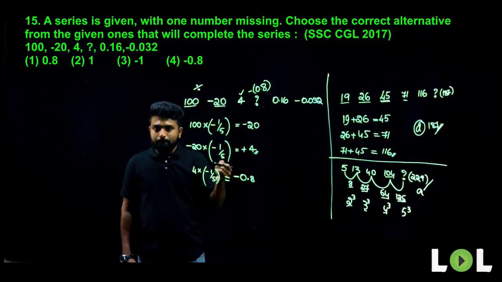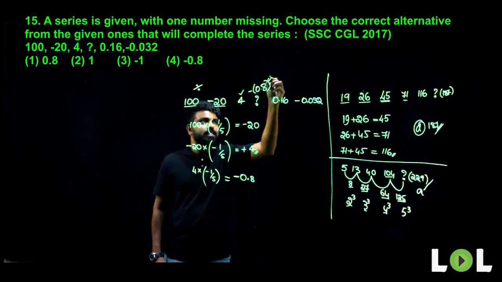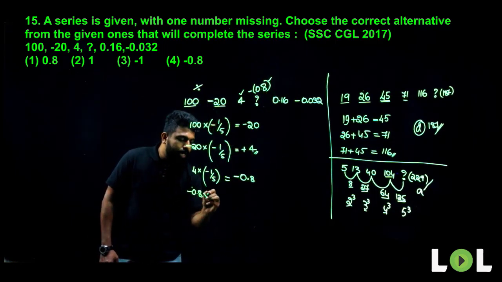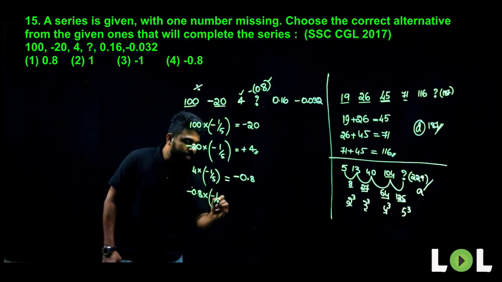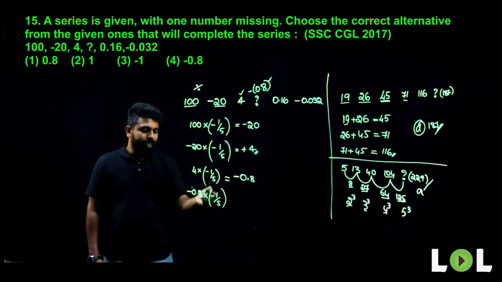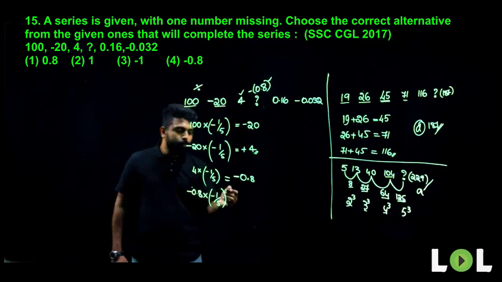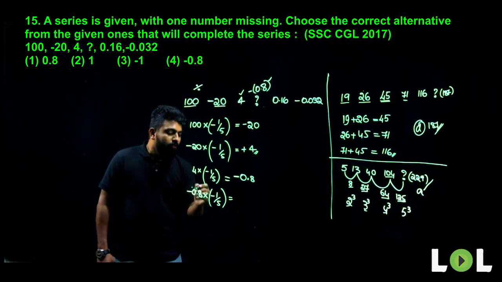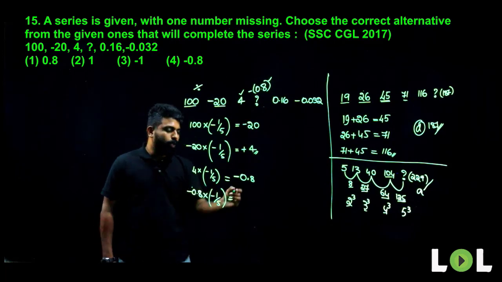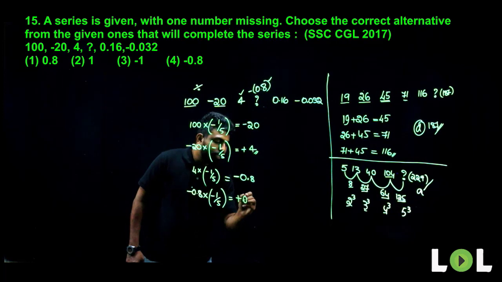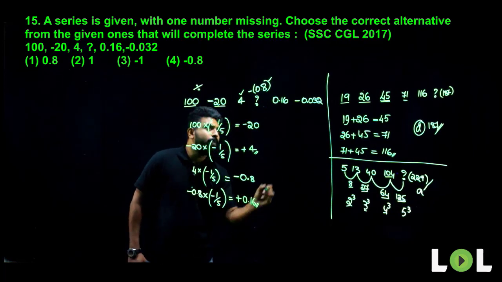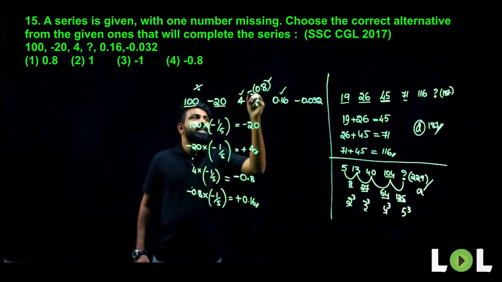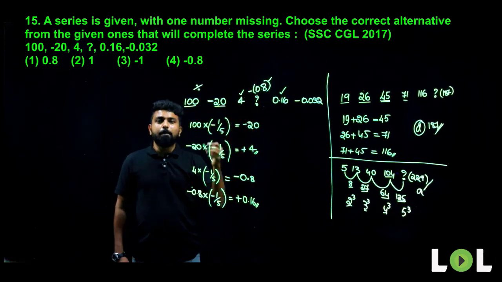But is it correct? How to cross verify it? Now, let me take this number, that is minus 0.8, and divide it by minus 5, or I can also write it as minus 0.8 into minus 1 by 5. What will I be getting? It is 0.16. So, minus into minus is plus 0.16. Is it the same number that I have here? Yes. Meaning that minus 0.8 is the right answer.